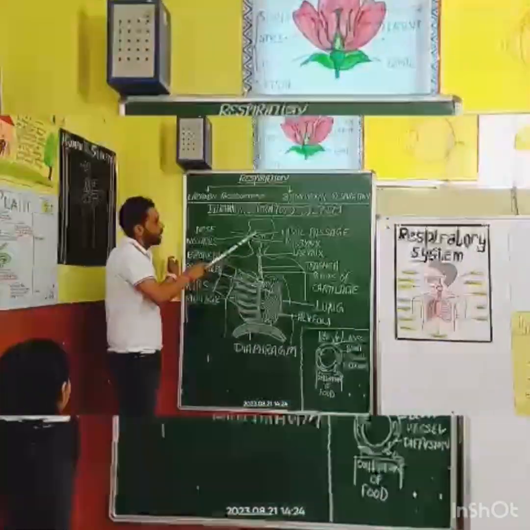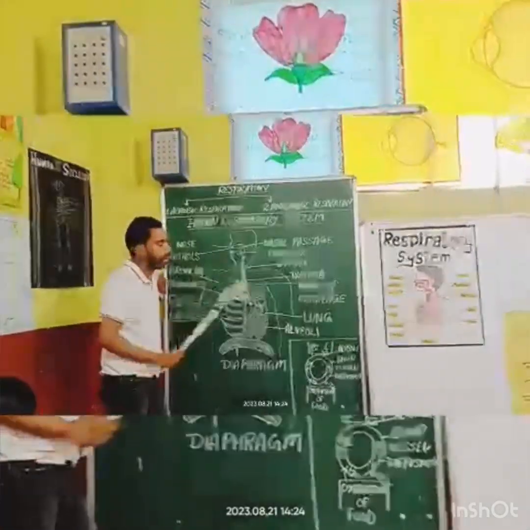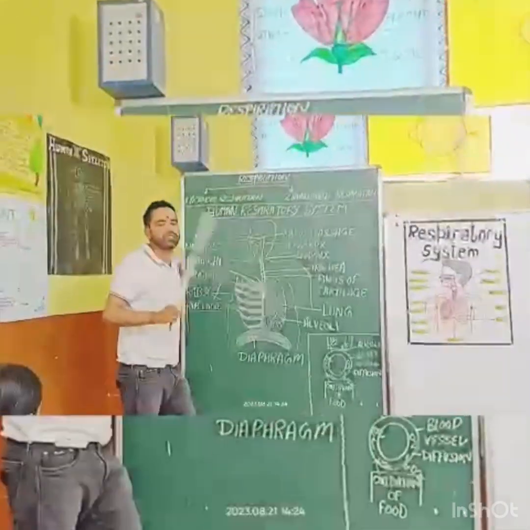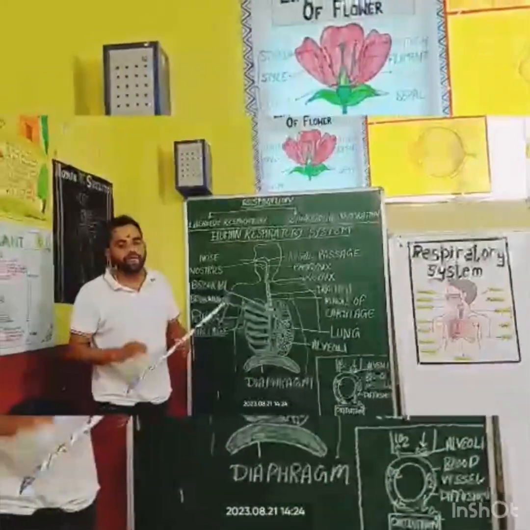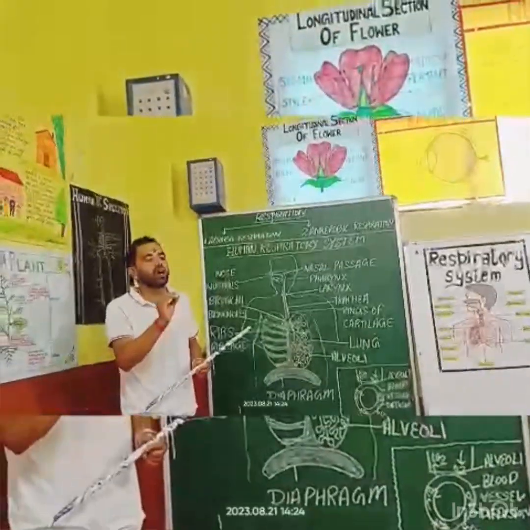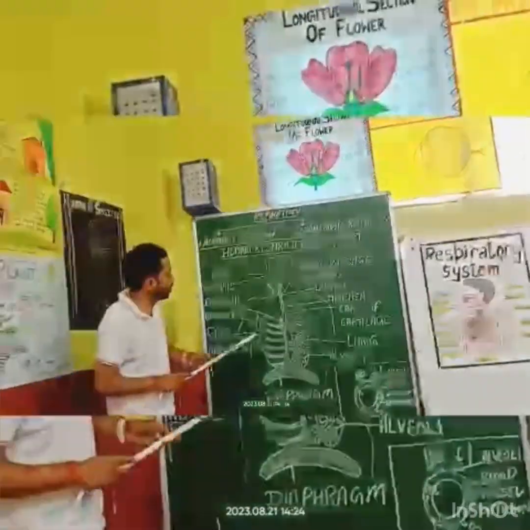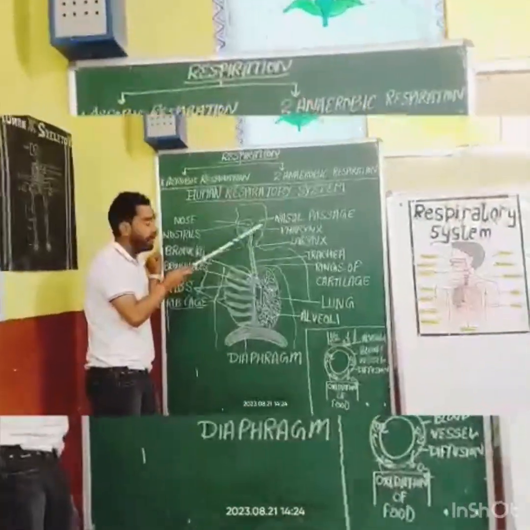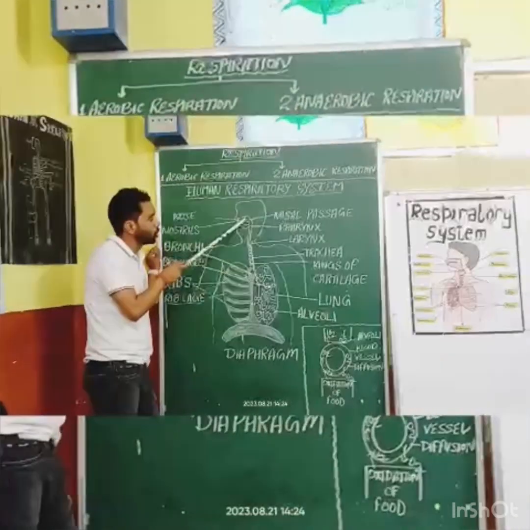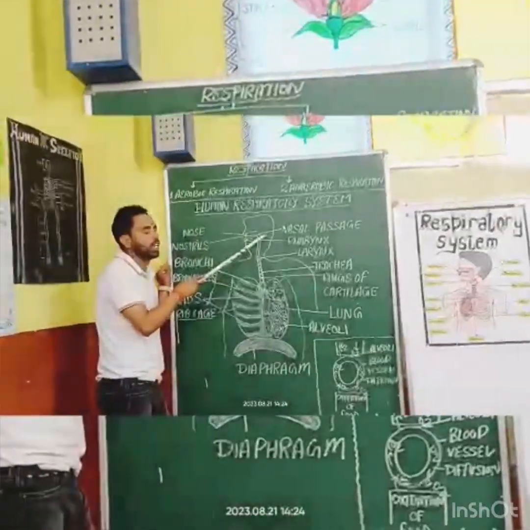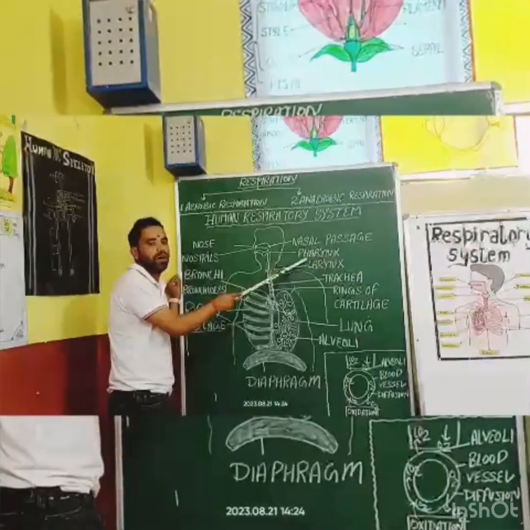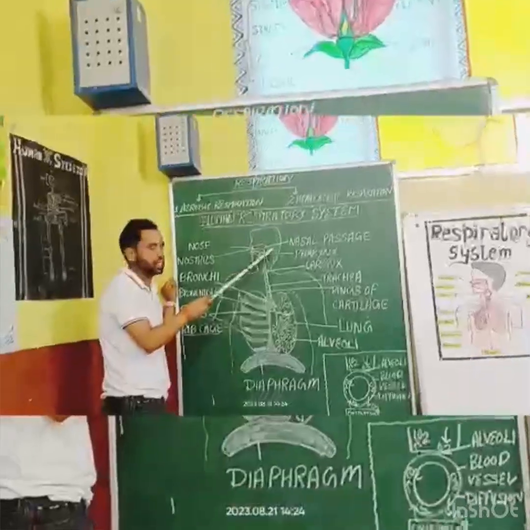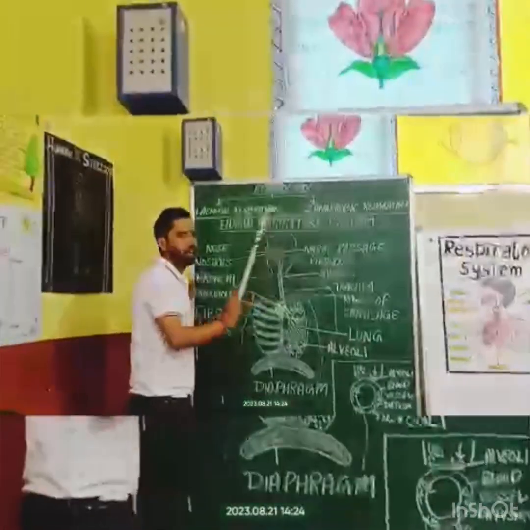Complete? Okay, after this one, the air we inhale enters our next part, that is called the pharynx. What is pharynx? Pharynx is the common passage or pathway for the food and air. We know that we eat food with the help of mouth and we inhale air with the help of nose. And there is one point where both food and air meet with each other. That point is called the pharynx.